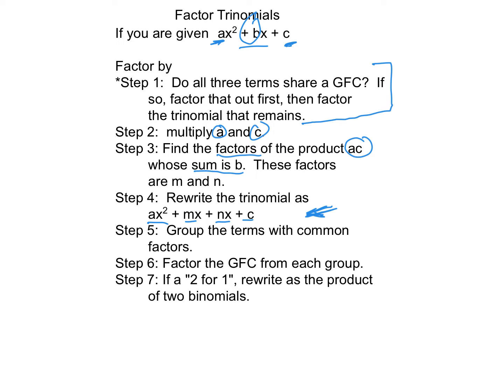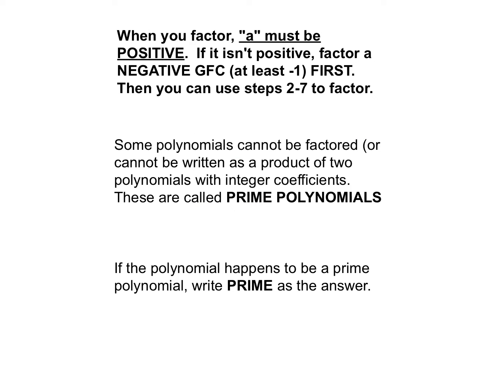Then group the terms with common factors. So you'd group them like this, or you'd move them around if you need to. Then you factor out the greatest common factor from each group. And when you have two of them that are the same, you can rewrite that as a binomial. So it looks totally confusing until we get to practice it.